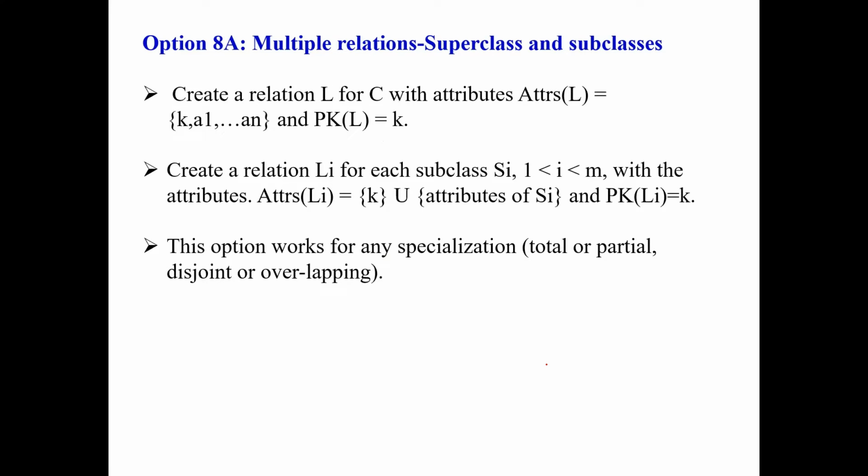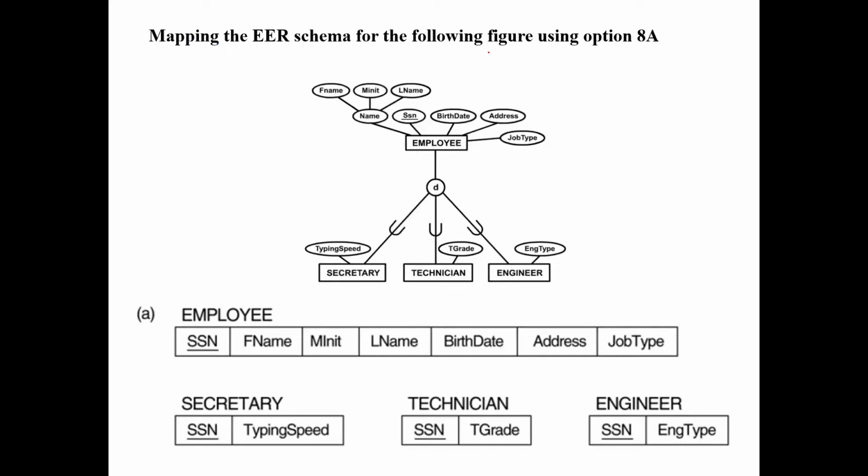Option 8A is multiple relations, superclass and subclasses. Suppose I have this specialization where the employee is classified into secretary, technician, and engineer. Option 8A says that for each superclass and for each subclass, create a separate relational schema. You can see in this example that for employee, we have created a separate relational schema with all the attributes which are specified in this EER diagram.